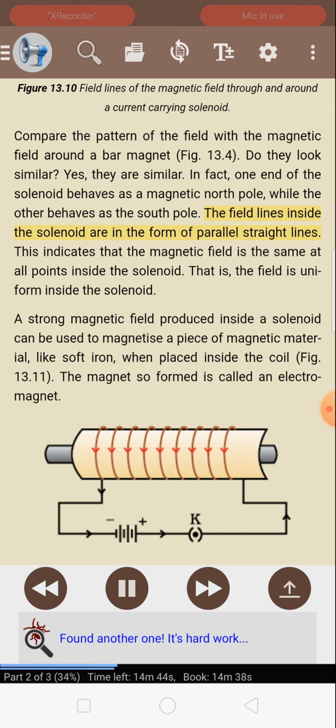The field lines inside the solenoid are in the form of parallel straight lines. This indicates that the magnetic field is the same at all points inside the solenoid. That is, the field is uniform inside the solenoid.